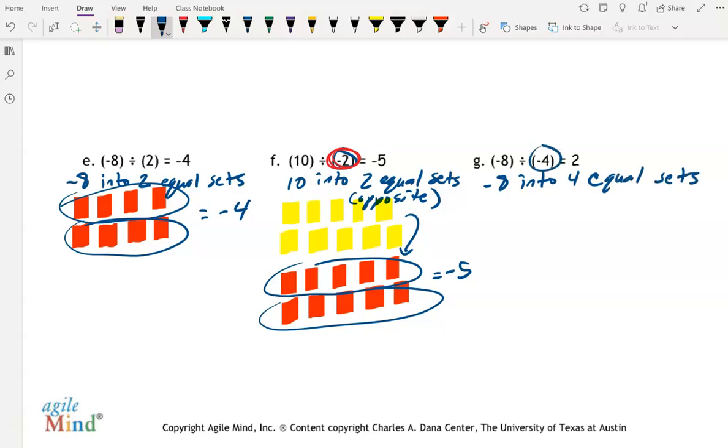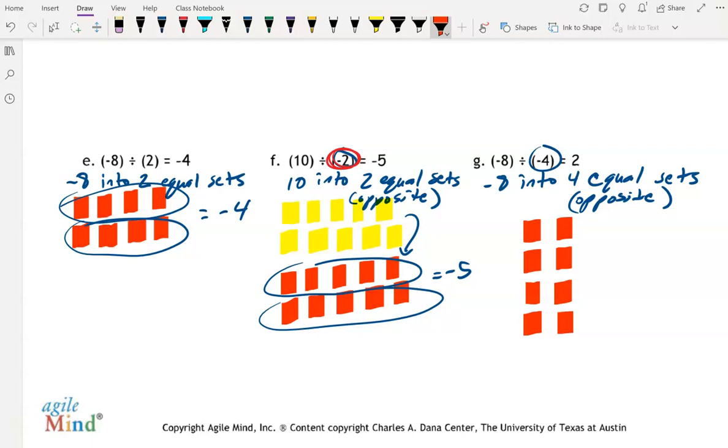And then, because that second number is negative, we're going to take the opposite of that at the end. So negative 8, starting with the negative color, into 4 equal sets. 1, 2, 3, 4, 5, 6, 7, 8. Okay, that is negative 8 into 4 equal sets, but we have to take the opposite of that.